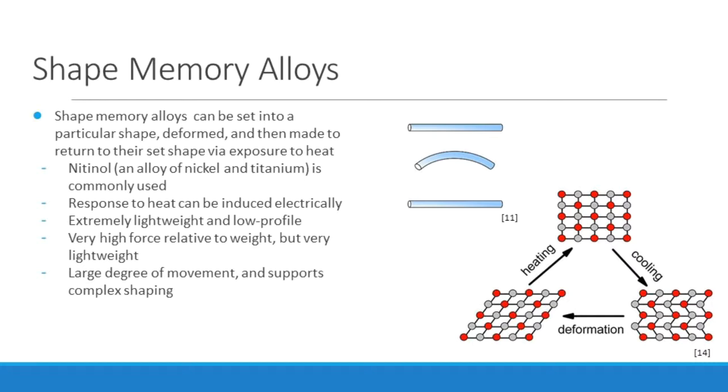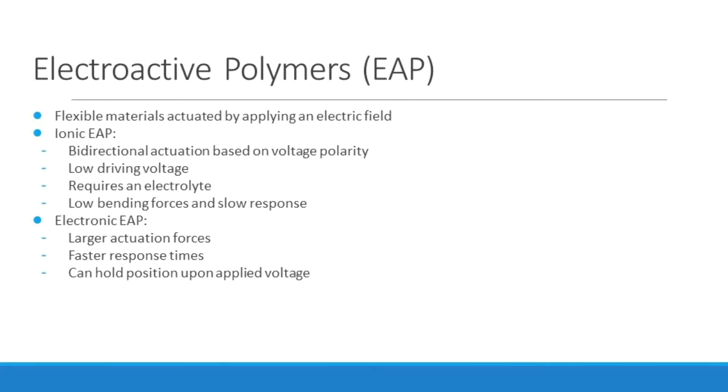After being set into a particular configuration and then deformed, the materials can be heated in order to restore them to their original shape. This process can be incited electrically via heat-inducing current. The most commonly seen of these materials is nitinol, an alloy of nickel and titanium. Most applications involving these materials use small quantities which exhibit large deflections and low forces, though the force-to-weight ratio of the materials tends to be very high.